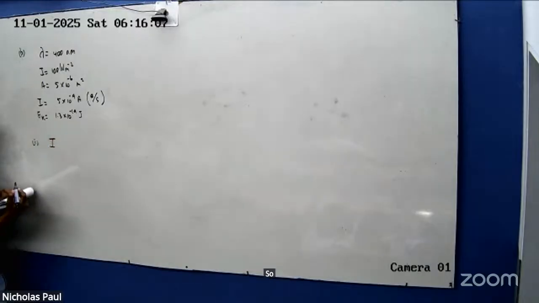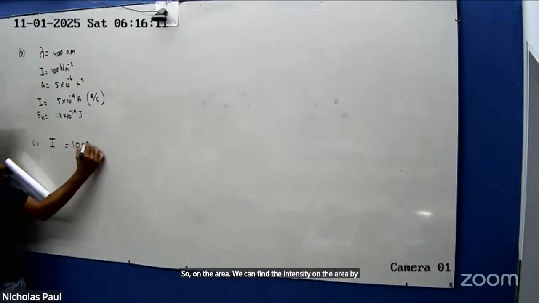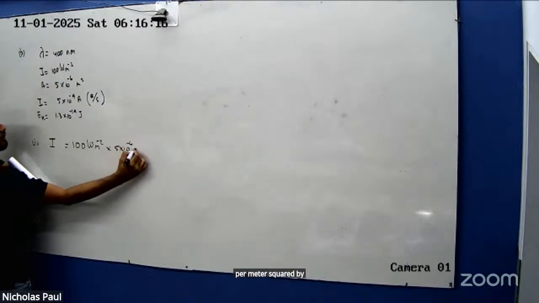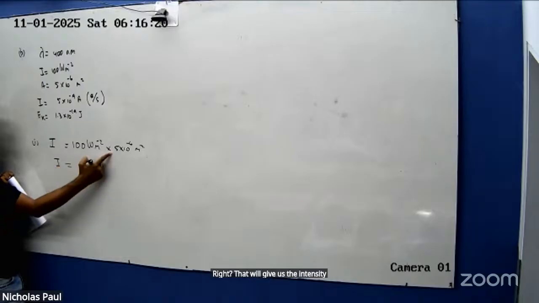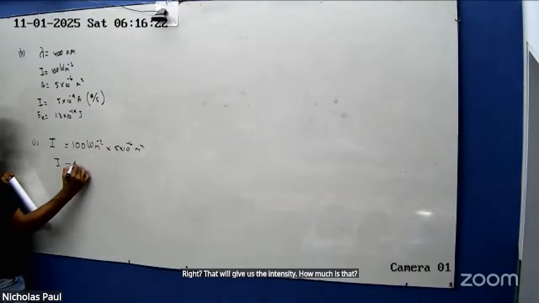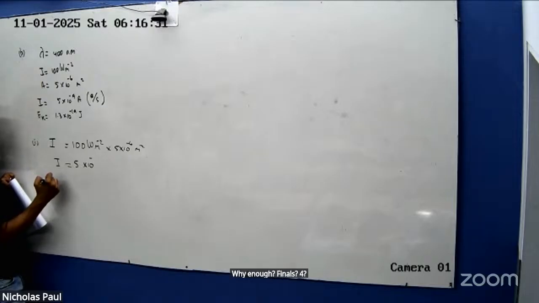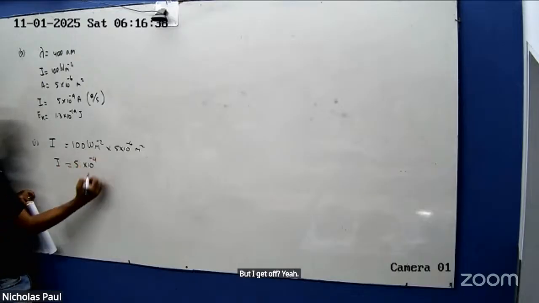So on the area, we can find the power by saying 100 watts per meter squared by 5 by 10 to the minus 6. Right? That will give us the power. How much is that? 5 by 10 to the minus 4. Okay, nice.